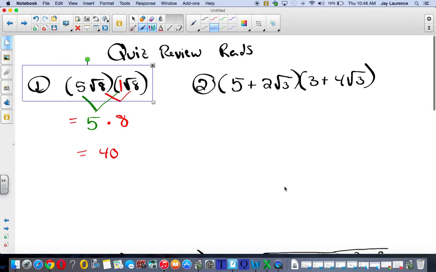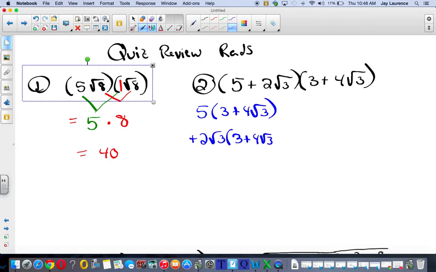Here we go. Now, problem number 2 is a double distribution problem. So I'm going to rewrite it as 5 times the quantity of 3 plus 4 rad 3. And then a lot of you like to write it underneath. You like to go plus 2 rad 3 times 3 plus 4 rad 3. And I'm okay with that. I'm going to make a small suggestion when you line up your work, though.